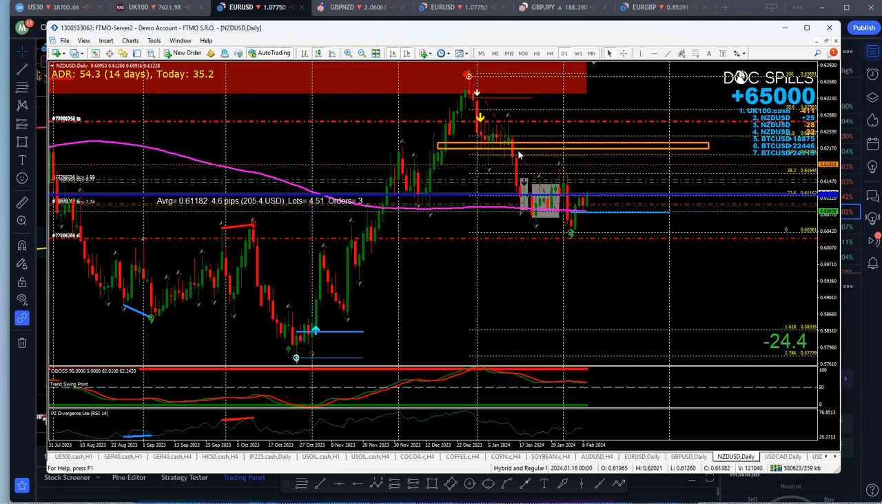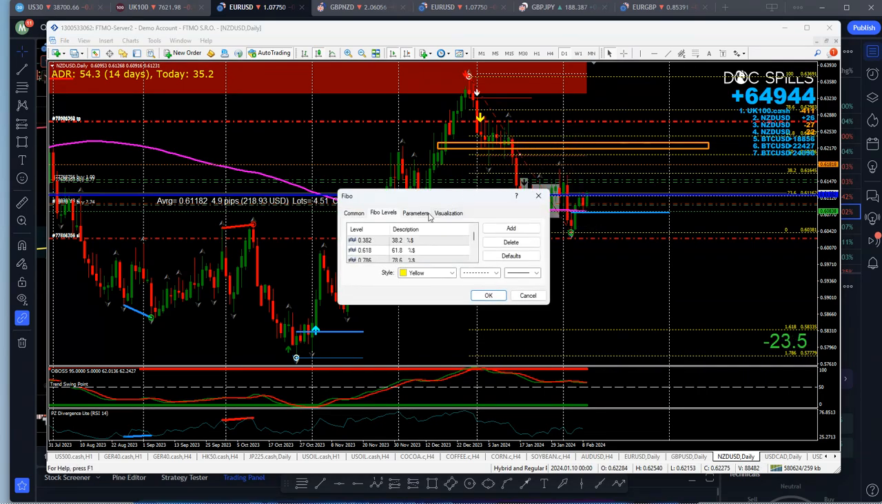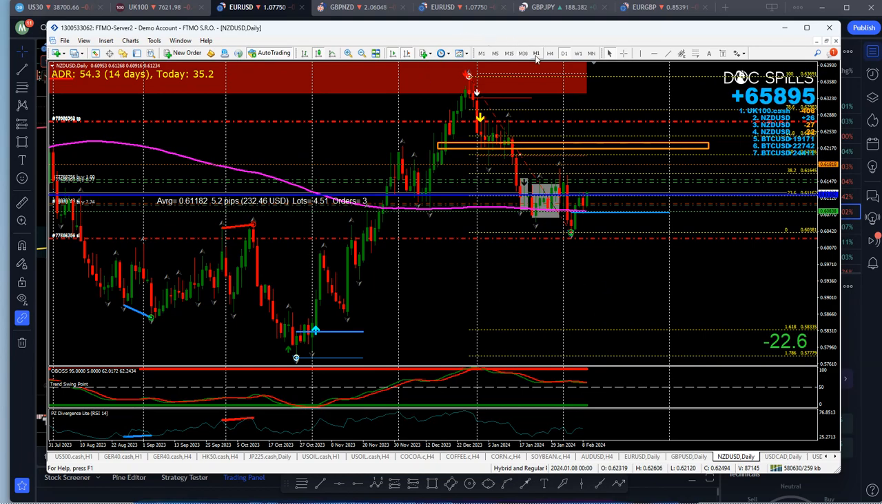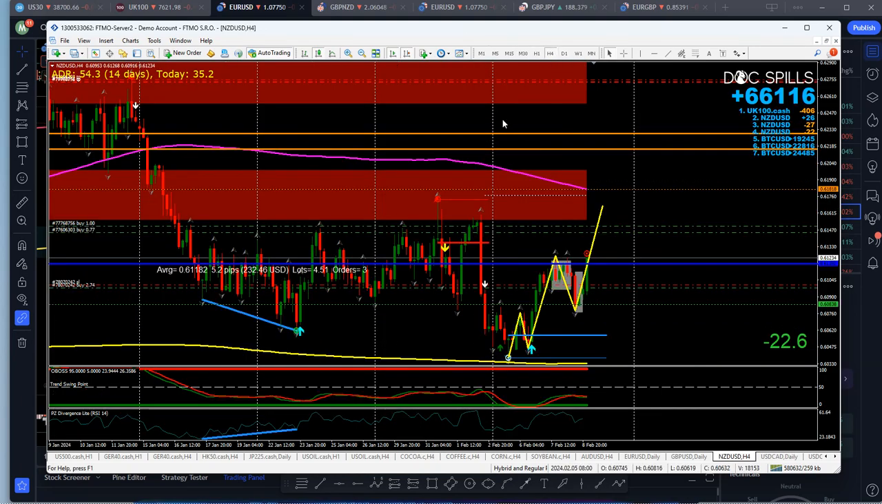All right, we don't want to confuse it, so I'm going to remove the. We'll only make the fib tool visible only on the daily. Okay? This is how I keep things separate. I like to keep things simple.